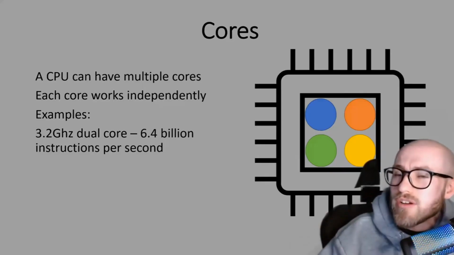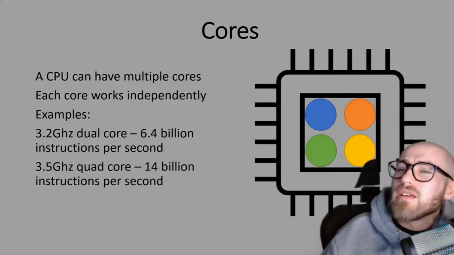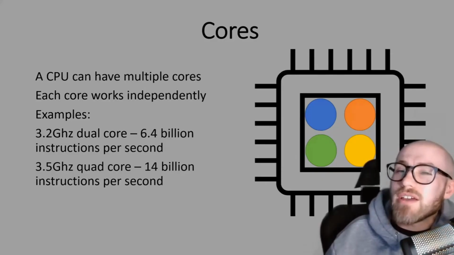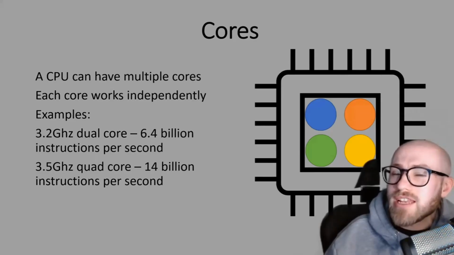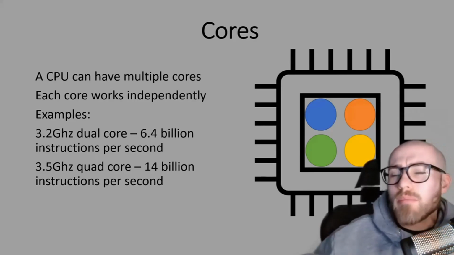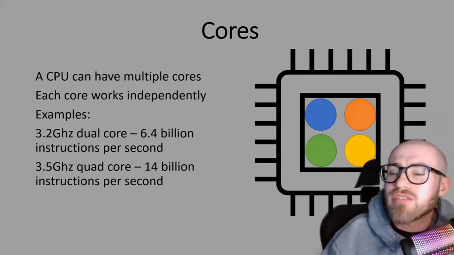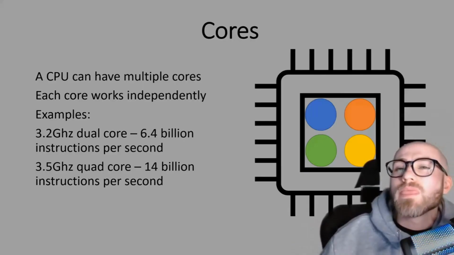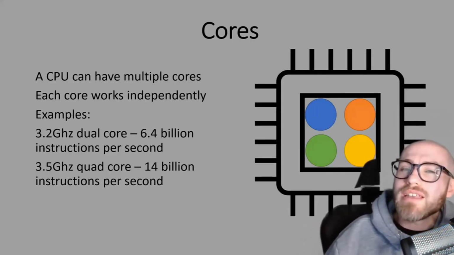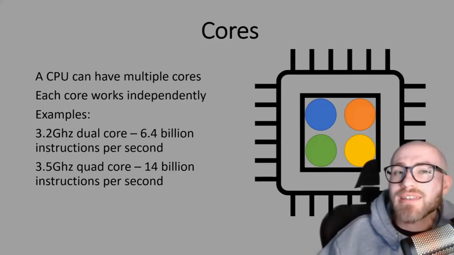Let's have a look at one more example. Here's 3.5 gigahertz quad core. So we're going to do 3.5 multiplied by 4 this time. You can think of quad being like a quad bike with 4 wheels. It's an easy way to remember it. So 3.5 times 4 will give you 14 billion instructions per second.